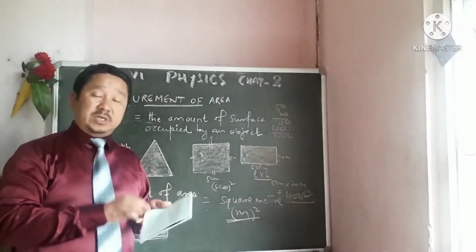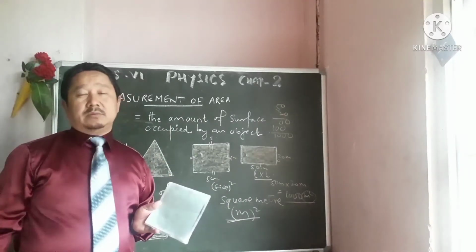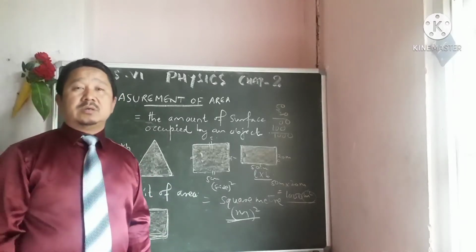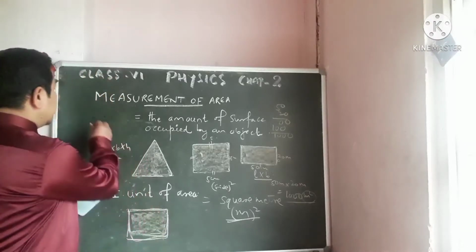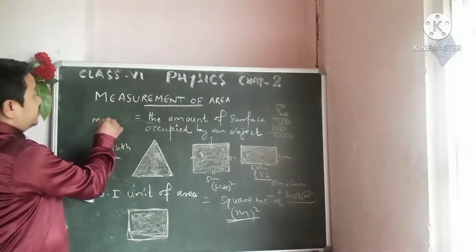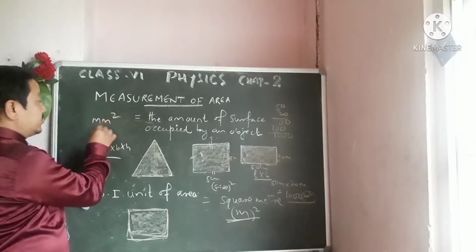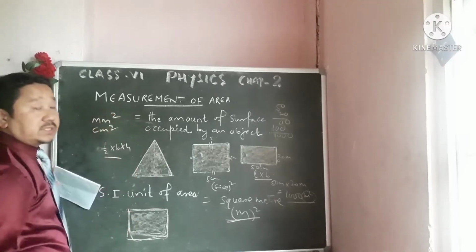Sometimes we need to find the area of a very small object also. In that case, we can use smaller units like square millimeter. Square millimeter can be used. Otherwise, we can use even square centimeter. So that we can use there.